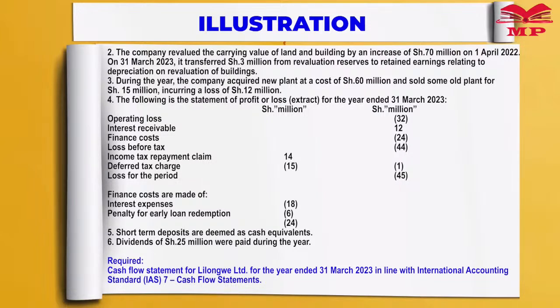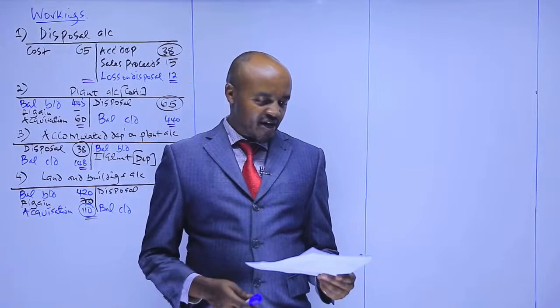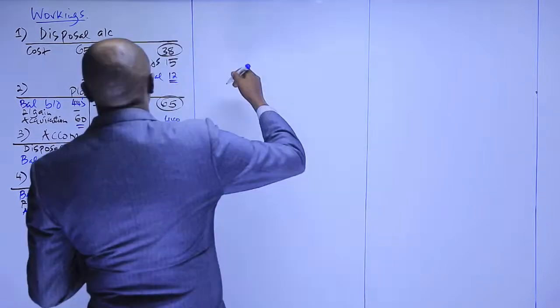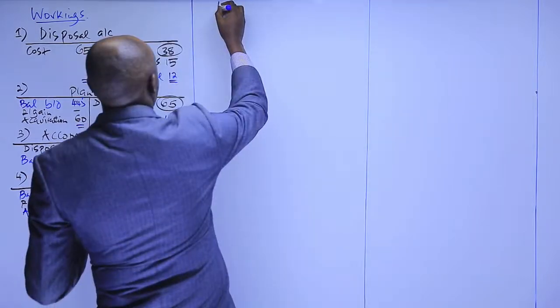And then number 5, we are told the dividends paid by the company amounted to what? 25 million. So I think no workings are required. And I think now with that, we can go straight to what is required. We prepare our statement of what? Cash flow. So we need to have the title here.